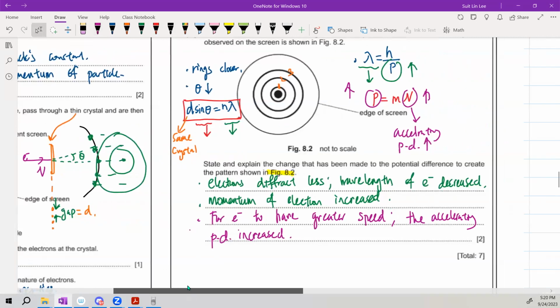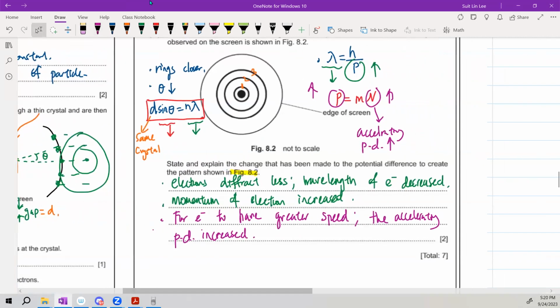So this kind of question, they can only ask like that now. They draw a different pattern for you. Just know that when the wavelength is smaller, it doesn't spread out that much. So if I want the wavelength to be smaller, I need the momentum to be bigger. For the momentum to be bigger, your accelerating potential difference should increase, so that the electrons have a greater speed.